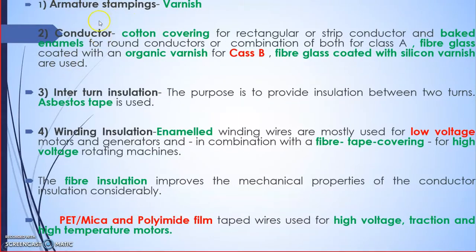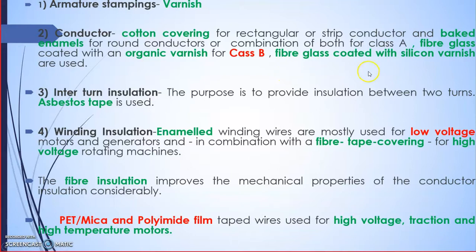Now let us see what insulating materials are used. While writing, you have to write down the place and the material. Place in the motor and the material. For armature stampings, the material used is varnish, because all the armature stampings I have shown you, you have to varnish. Then for conductors, cotton covering is used. You have seen the cotton covering in the video. For rectangular coil, strip conductor, and baked enamels for round conductors, or a combination of both; for class A, fiberglass coated with an organic varnish; for class B, fiberglass coated with silicon varnish.